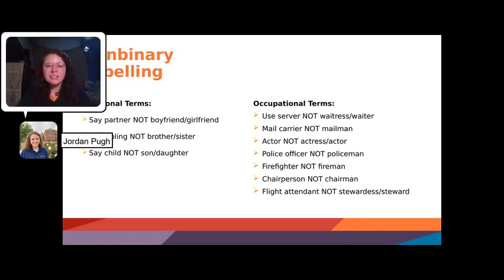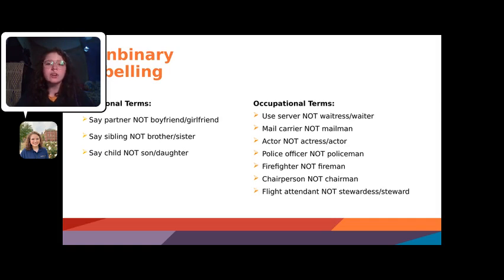Moreover, non-binary labeling when using a noun in place of a pronoun effectively disrupts the gendering of language. First, include non-binary individuals in your use of relational terms. Say partner, not boyfriend or girlfriend. Say sibling, not brother or sister. And say child, not son or daughter.